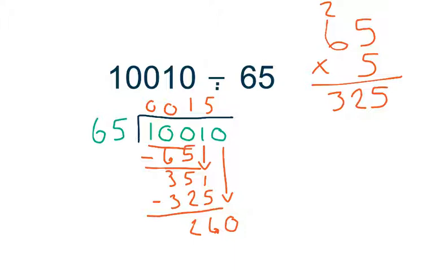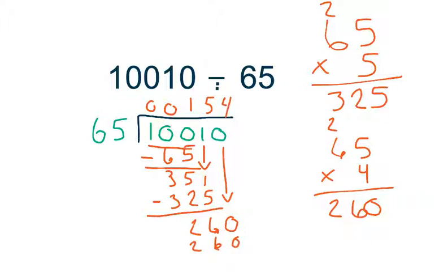Now again, I need to divide. How many 65s fit into 260? Well, since 65 times 5 got me 325, I'm just going to check what is 65 multiplied by 4, see if that's my right number. 4 times 5 is 20, 4 times 6 is 24, plus 2 is 26. So 65 fits into 260 4 times. That is exactly 260. So when I subtract, I'm left with 0. And the answer to my problem of 10,010 divided by 65 is 154.